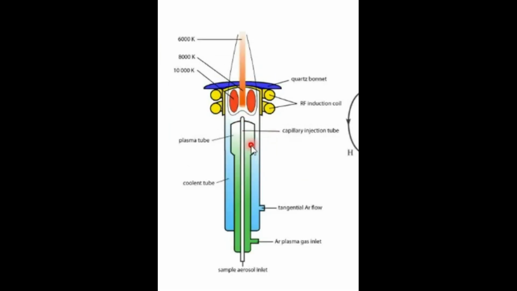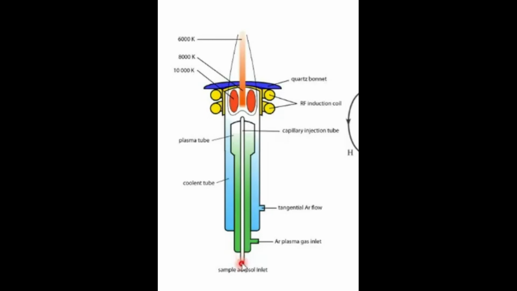Inside it is a green color tube, written here as argon plasma gas inlet. It simply means we are going to pass argon inside it, which will later be converted to plasma. So it is not that we are passing plasma; it is the argon that is entering from here. Later on, it will be converted to plasma.